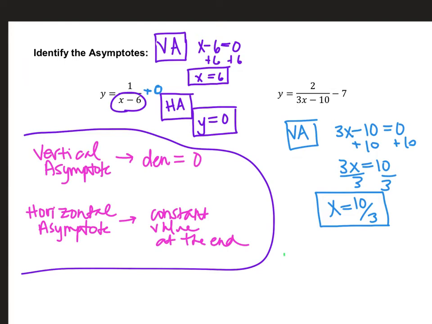Our horizontal asymptote is that constant value on the end. So if I look at the function, I can see there's a minus 7. So it has to be y equals. You have to include the x equals or y equals, and then we're going to say negative 7.